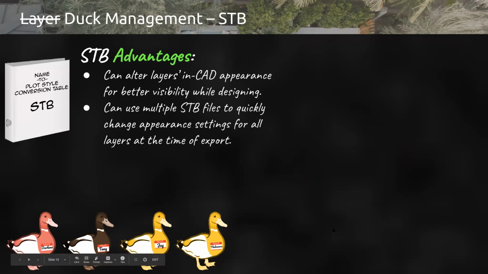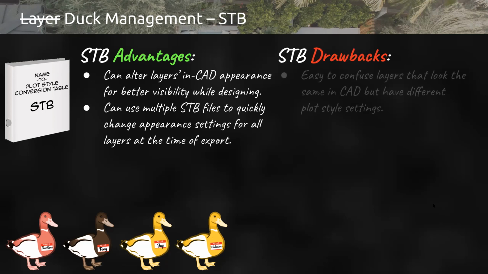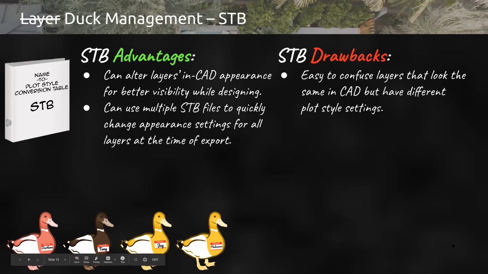So we have some advantages over just doing things manually. We can alter layers' appearance in CAD, so it's easier to work with internally. And another advantage is we can use multiple files now to quickly change the appearance across the board without having to recolor or rename all these guys. But again, we still can easily confuse layers that look the same but have different export settings.